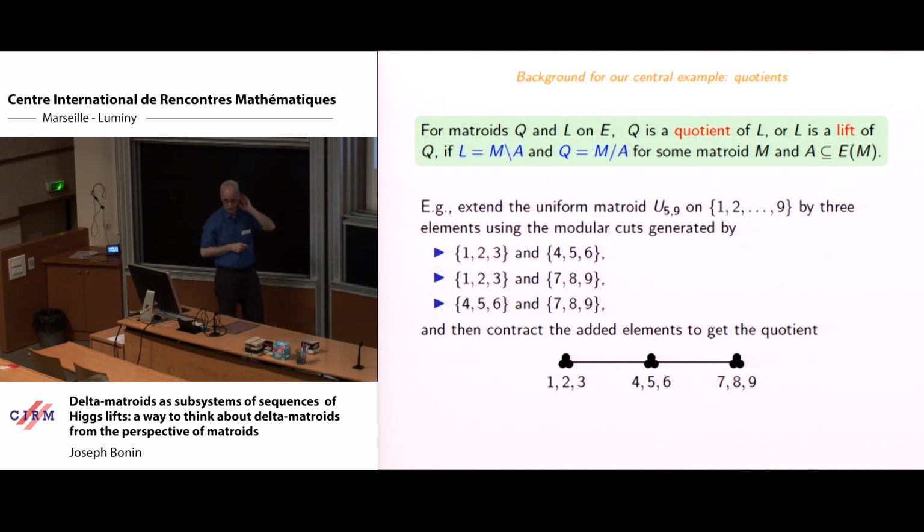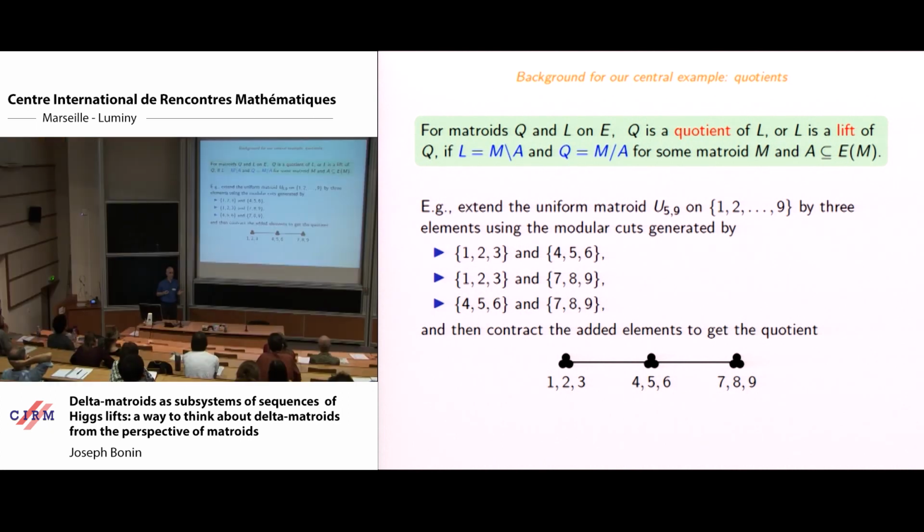Here's a good example to keep in mind. We'll use it as a running example for a short time. Start with the uniform matroid U5,9, so rank 5, 9 elements. Let's consider 3 disjoint planes, 1, 2, 3, 4, 5, 6, 7, 8, 9. Now you take a pair of those planes, and you could add a point to them, because the pair generates rank 5, not rank 6. So you could actually add a new point to a pair of planes. And you can do that for each of the 3 pairs of planes. And then you could contract those new points.